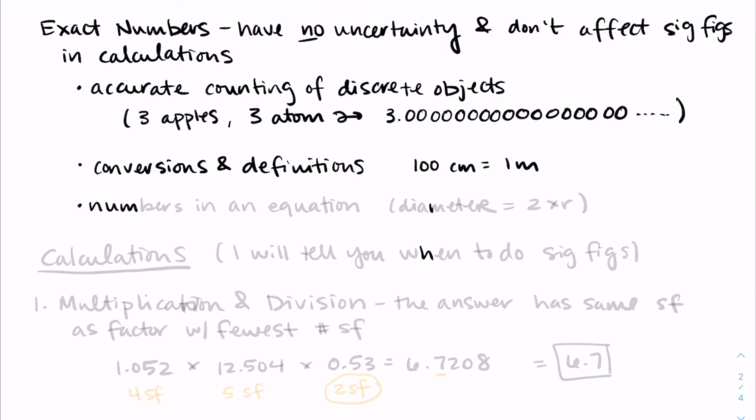You will also not count sig figs for numbers that are appearing in an equation. So, right, there's an equation to convert from the radius of a circle to the diameter of a circle where you multiply by 2. That 2 is an exact number. It's not going to count against your sig figs.